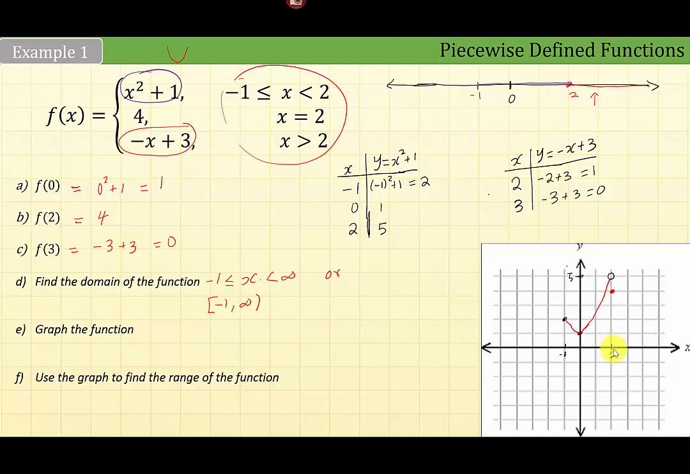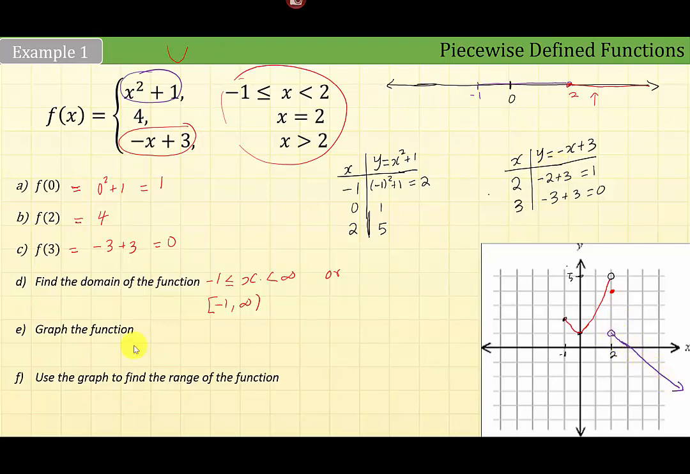When x equals 2, the value equals 1 over here. Again, this 2 does not belong here. It is greater than 2. So that's why we get a hole over here in this graph. And then when x equals 3, which is 0, it goes down, and that has to be a straight line all the way. So you need to draw like this.